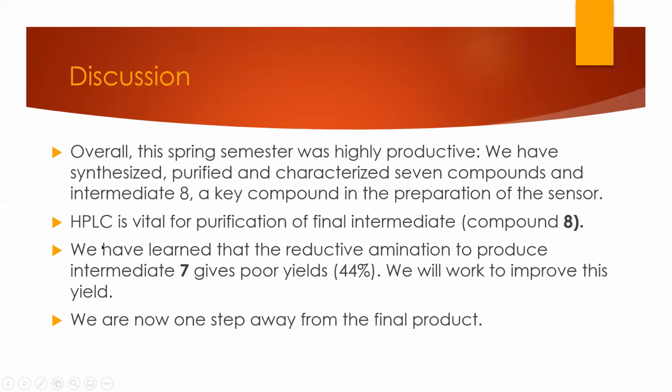Pardon me. And also, we've learned that the reductive amination step gives poor yields of 44%. This is bizarre, as for the most part, aldehydes reacting with primary amines should produce higher yields. They're fast reacting and selective. This could have been several issues, but we will be working to improve this in further research. And finally, we are now 1 step away from our final proposed sensor. So from there, we will continue our research in future semesters.